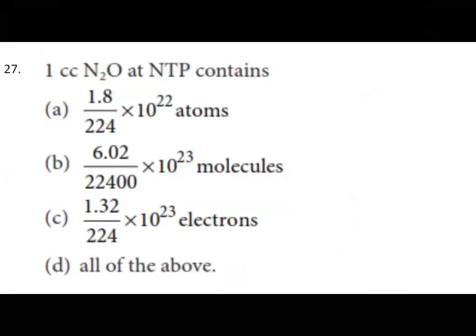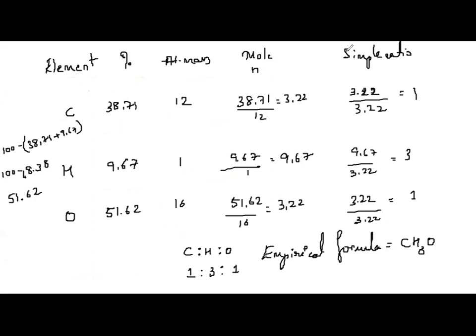Okay. Next question. 1 cc of N2O, nitrous oxide, at normal temperature and pressure contains. Options are being given. One is in the form of atoms, then in the form of molecules, in the form of electrons, all of the above. Okay, let us see. They have said 1 cc of N2O, nitrous oxide.